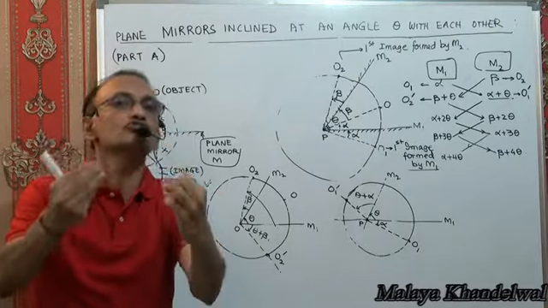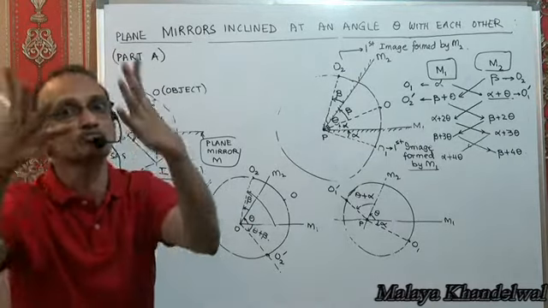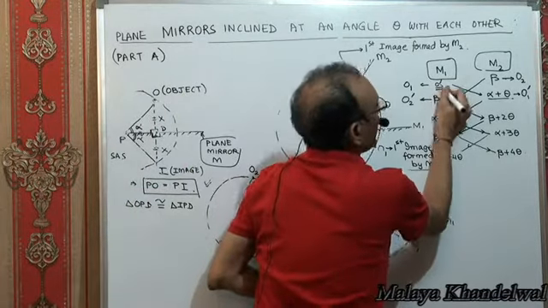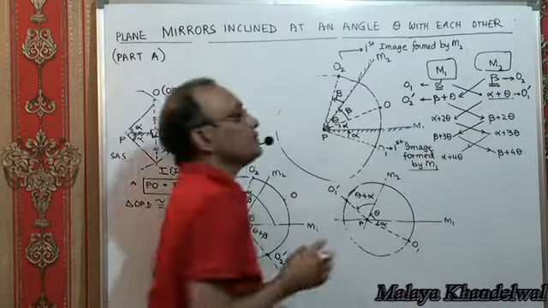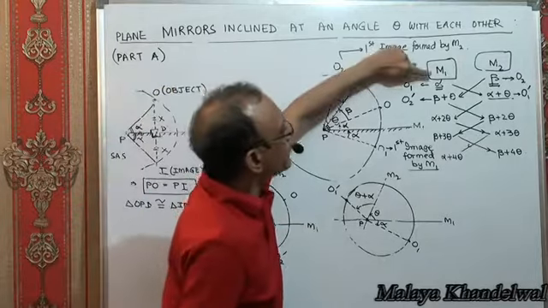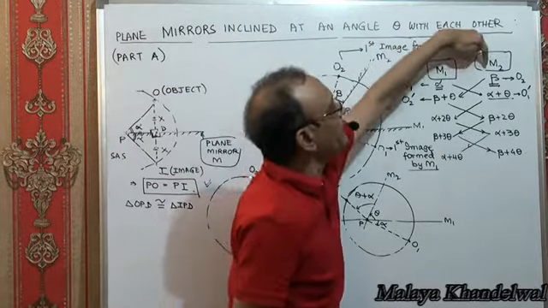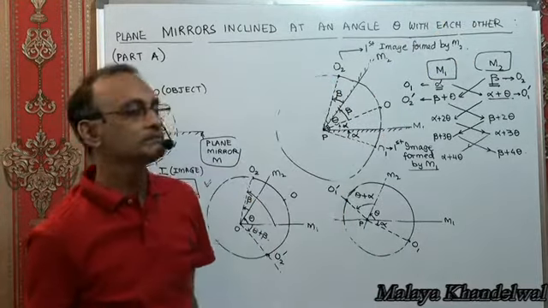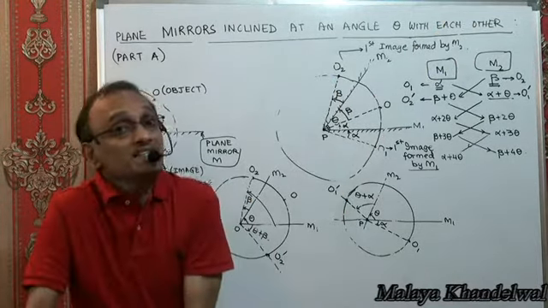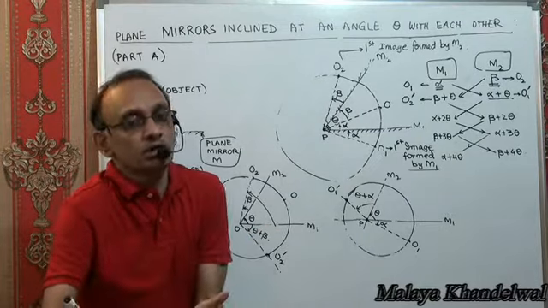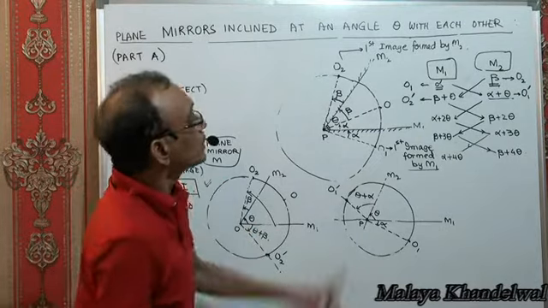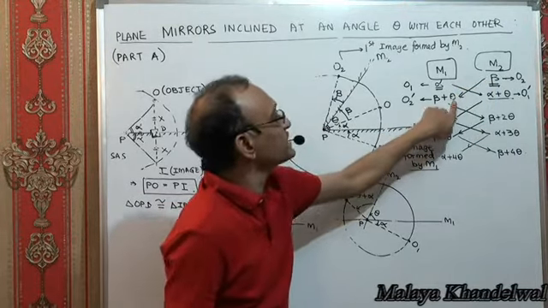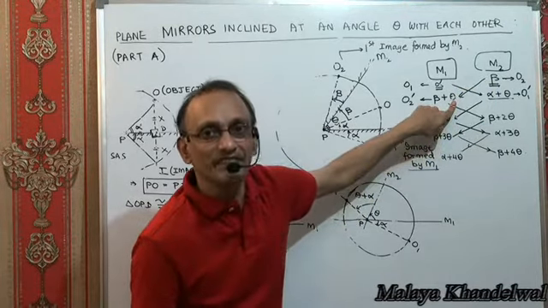So all that you need to do is understand this rule. What is the rule? At angles alpha and beta, I'm able to locate the first image formed by M1 and M2, reflection from M1, reflection from M2, right? When it comes to the next image formed by M1 and M2, what we do is, to this beta, I add theta. That will be the next image formed by M1.